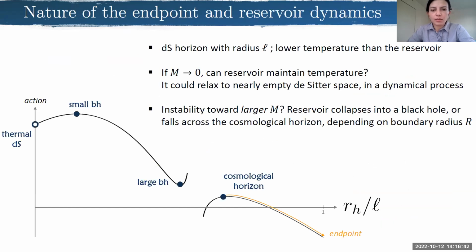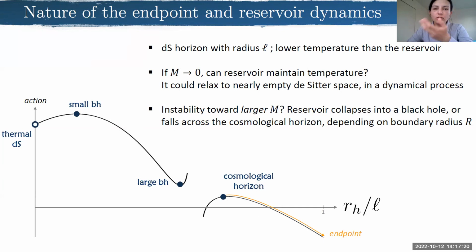I can explain a little bit about the nature of this endpoint. This has a horizon radius of the de Sitter length L. And if this was a stationary point, it would have had a lower temperature than the reservoir. So this is a Euclidean analysis that just points to an instability channel. And if we consider a physical process of what actually is going on, if one puts a cosmological horizon system next to a reservoir with a certain temperature, the following could happen.